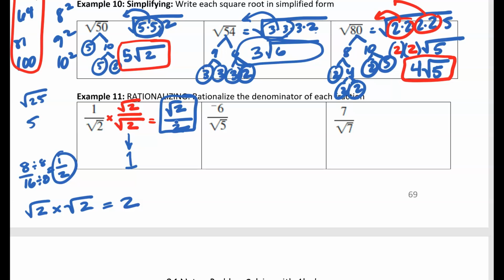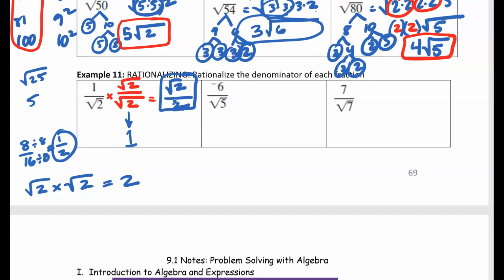And again, we're just eliminating that square root in the denominator. You could certainly use a calculator and do 1 divided by the square root of 2, and then square root of 2 divided by 2, and see that those equal the same answer. So this would be a great place to pause the video and try the next two on your own. For the next one, I'm going to multiply by square root of 5 over square root of 5. Square root of 5 times square root of 5 is just 5, and on the top I'm left with negative 6 times the square root of 5.